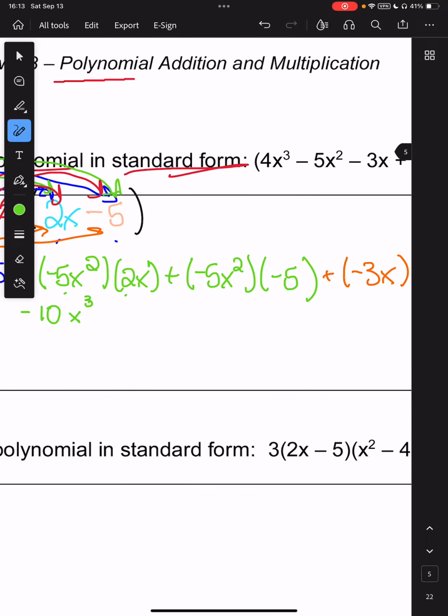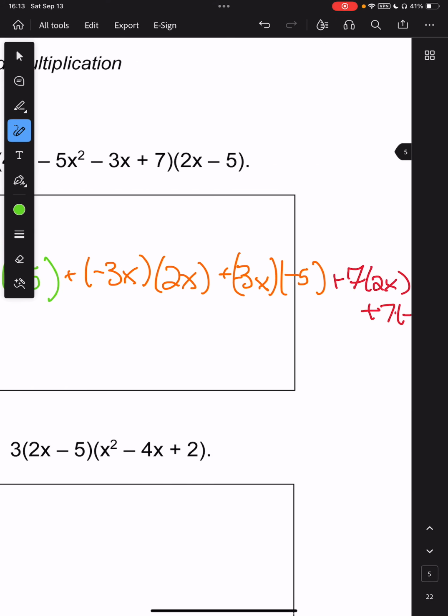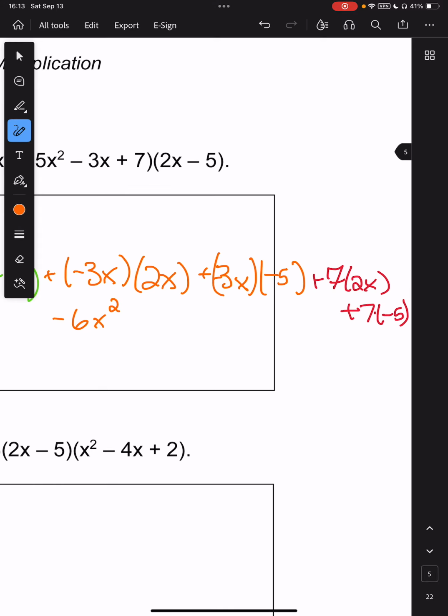And then our next part we have negative 5x squared times negative 5. Well, negative times a negative is a positive. 5 times 5 is 25. And then we're left with x squared, and we're not multiplying it by any x values, so it just stays as x squared. Continuing down the line, we have negative 3x times 2x. So we have a negative. 3 times 2 is 6. X times x is x squared. Now, we have negative 3x times negative 5. A negative times a negative is a positive. 3 times 5 is 15 times x.